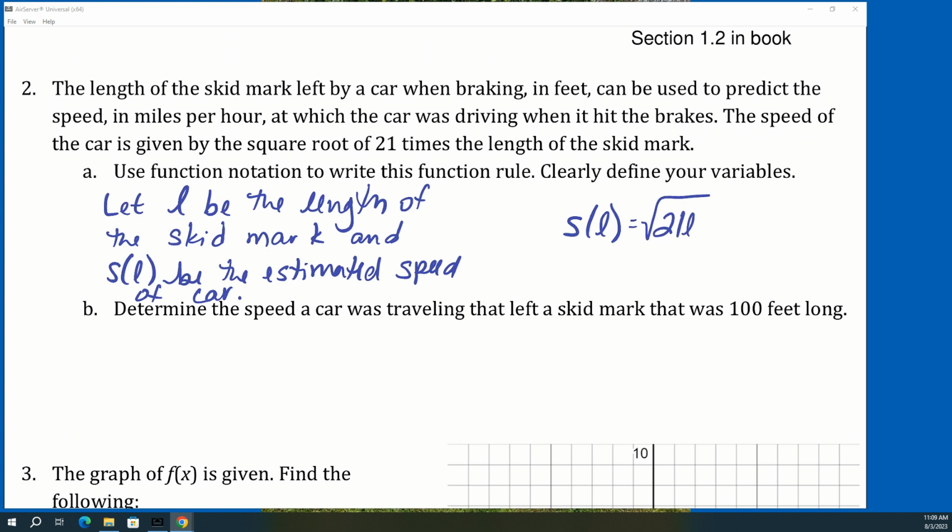Now we're going to figure out how fast a car was traveling if that car left a skid mark that was 100 feet long. What are we going to do with that 100? We're going to put it in for L.